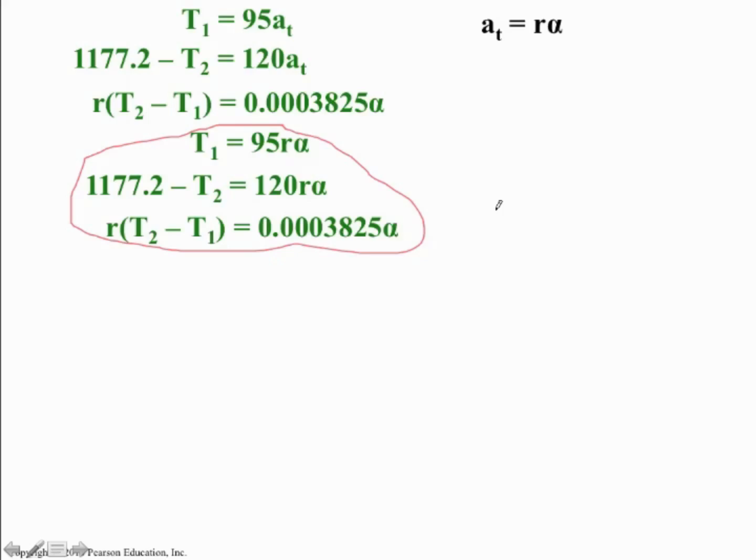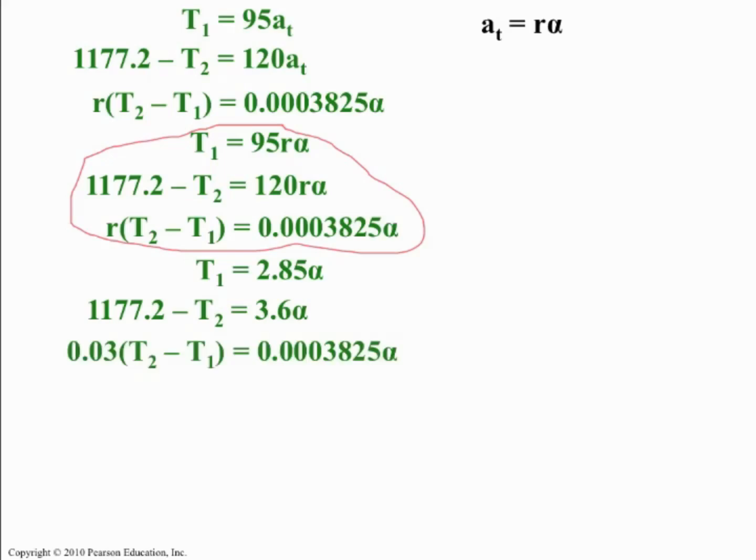Okay, continuing then with the solution. 95 times 0.03 is 2.85, and so we have 2.85 alpha. 1177.2 minus T2 equals 3.6 alpha, since 120 times 0.03 is 3.6. And filling in the 0.03 for the R, we have the third equation.